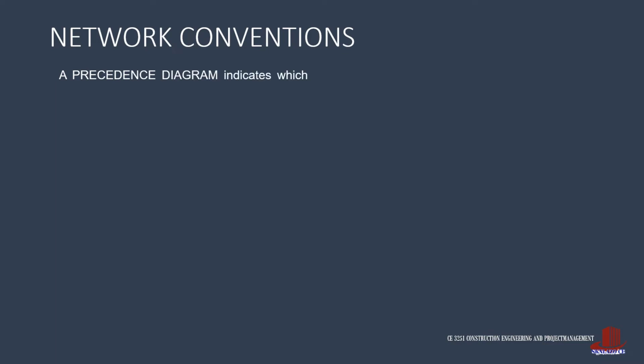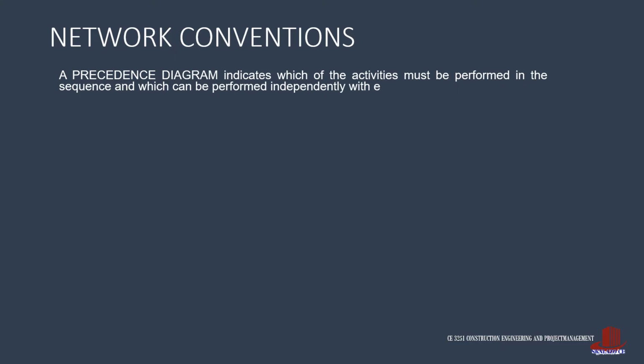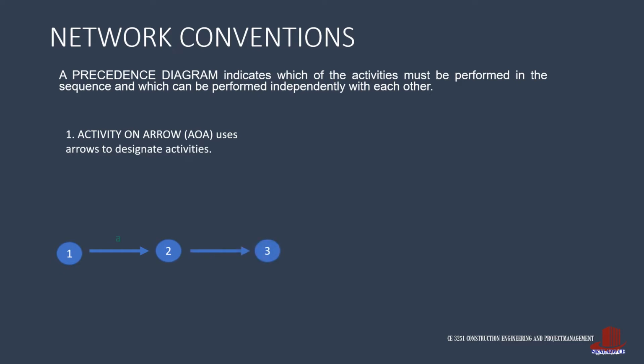CPM uses a precedence diagram, which can be drawn in two different ways. The first one of which is the AOA, or Activity on Arrow technique, which uses arrows for the activities. The activity on node, or AON, has additional nodes on the end of each arrow, where the activities are written.